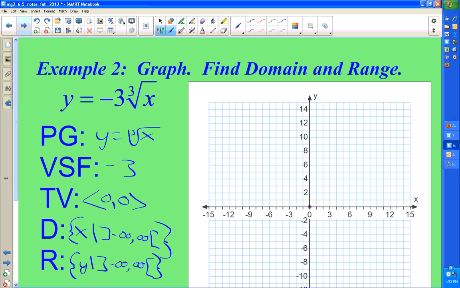When you say all of it, what do you mean? I mean every number you can think of. Every single number that's on the number line. That's what all reals means. Starting at the origin, how do I get to my first point on the cube root? In the parent graph, it's right 1, up 1. What are we going to do? Right 1, down 3.